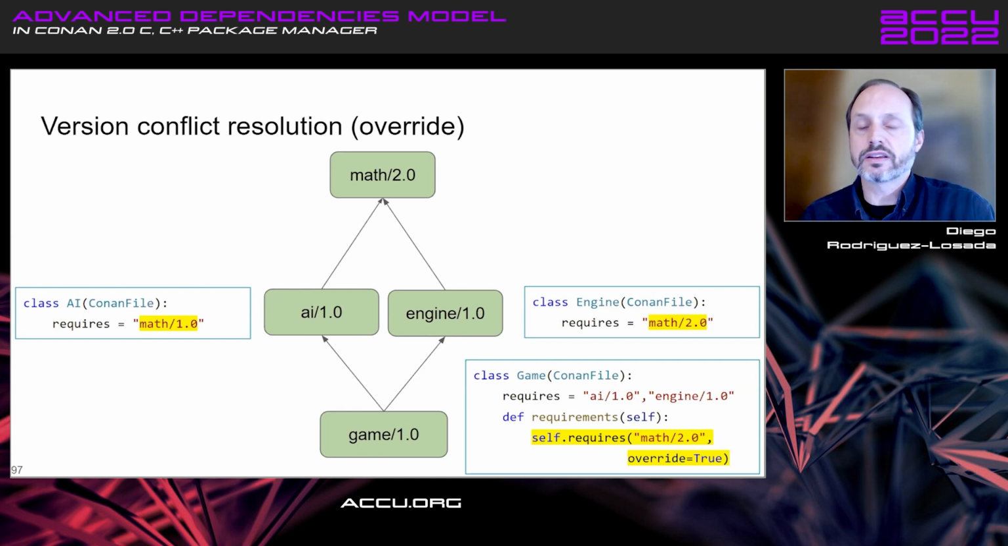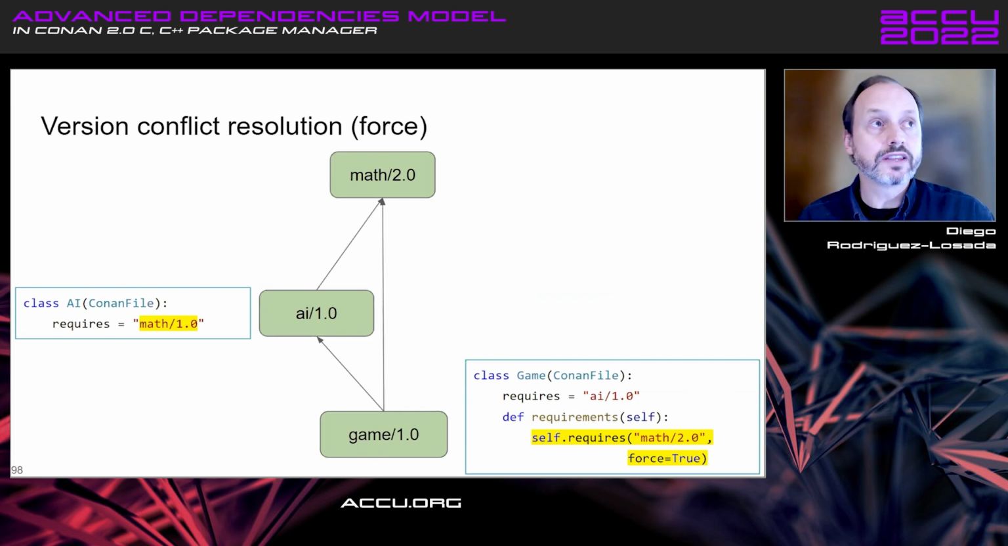Of course, this might create compilation problems in the artificial intelligence package, but that's another issue. Developers should go there and improve the API, but at least from the Conan point of view, you can create the graph that you want. This is the graph that you want, and you can define it, specifying the override equal true.